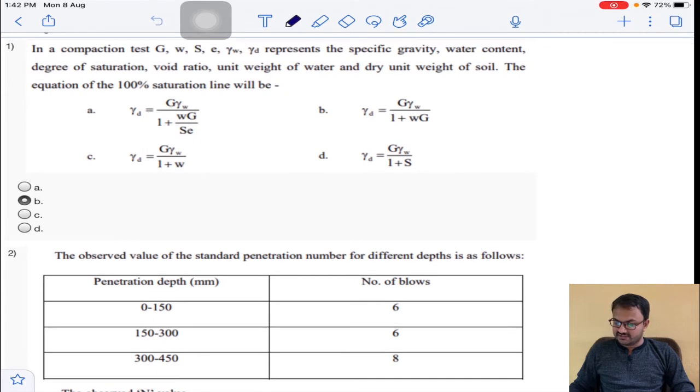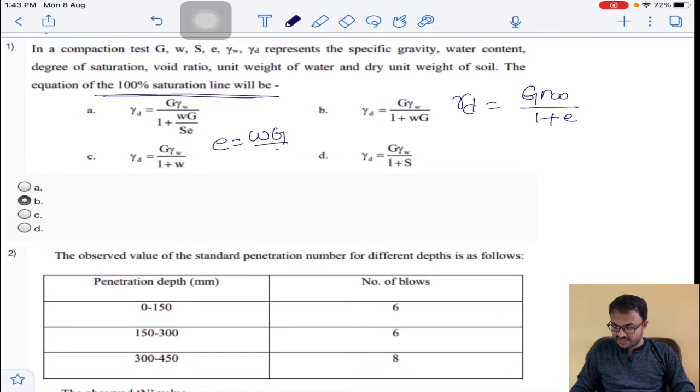In a compaction test, G, w, S, e, gamma w, gamma d represent the specific gravity, water content, degree of saturation, void ratio, unit weight of water and dry unit weight of the soil. The equation for the 100% saturation line will be, okay, so we know dry density gamma d is equal to G gamma w by 1 plus e, and we already know the relation e is equal to wG by S. I am placing it in place of e: G gamma w by 1 plus e, with e equal to wG by S.